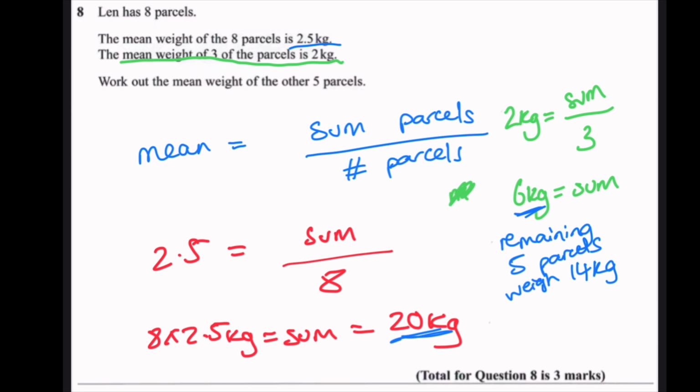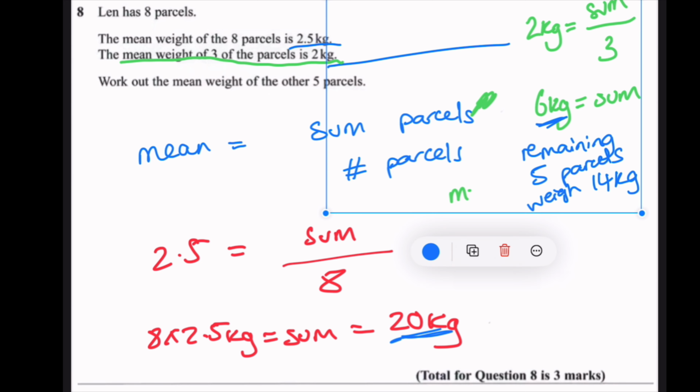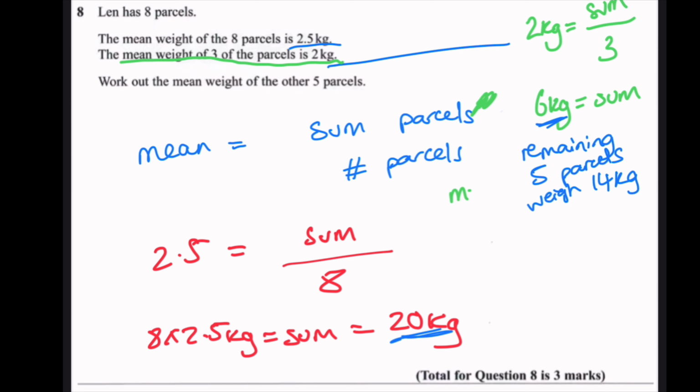So we can do that, no problem. Let me just move this up here. Okay, that's a bit ugly, but oh well. Okay, so we have mean equals the sum of the parcels, 14 kilos, divided by 5 parcels. 14 over 5, we can do this using a bus stop method. It gives us 2.8 kg.